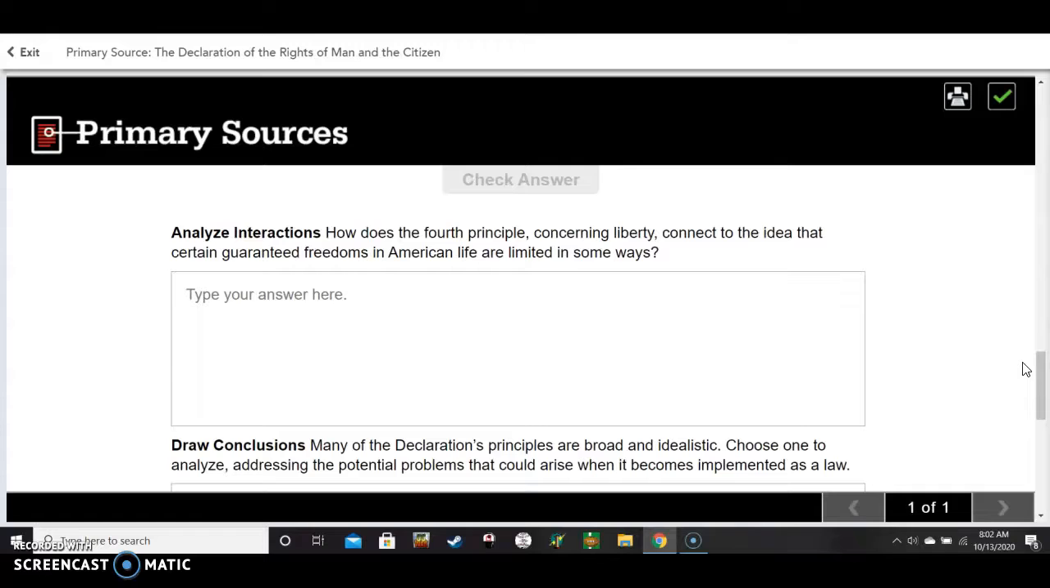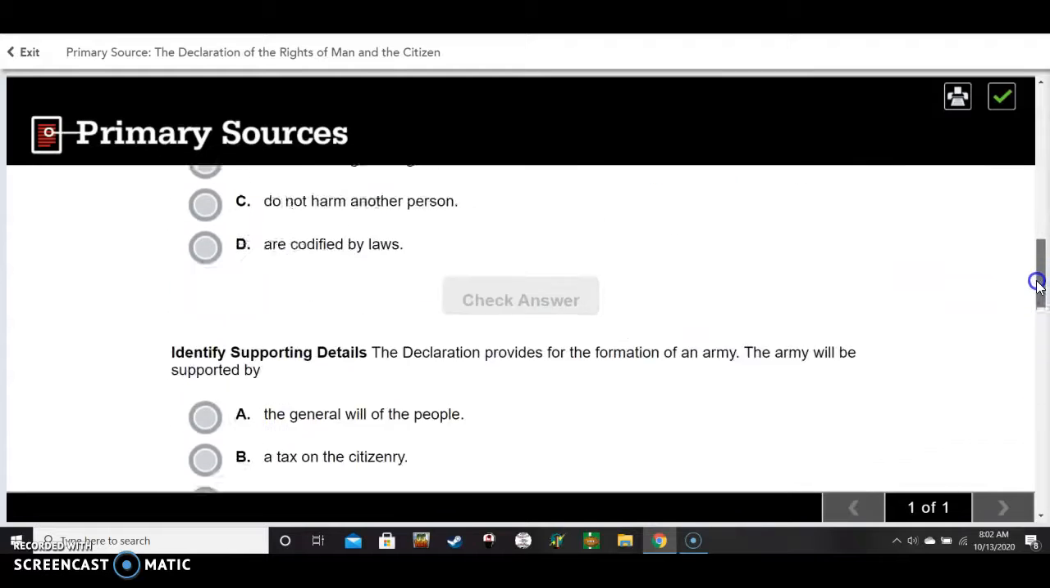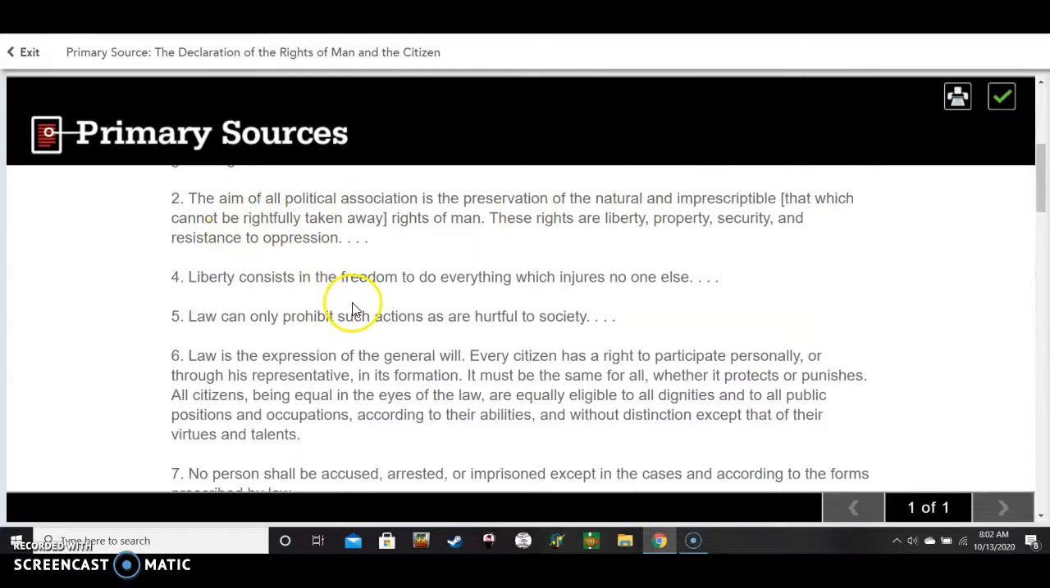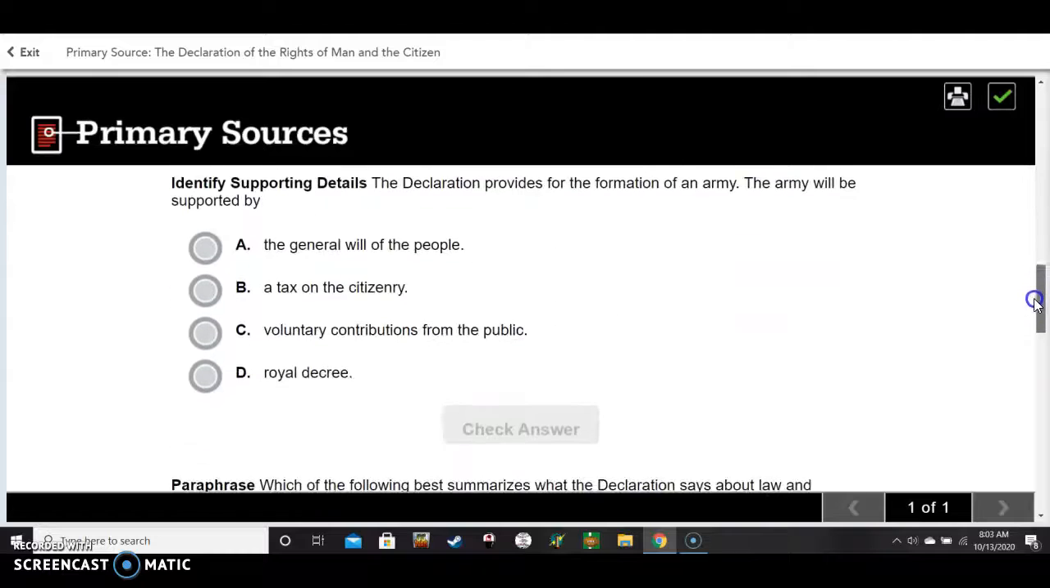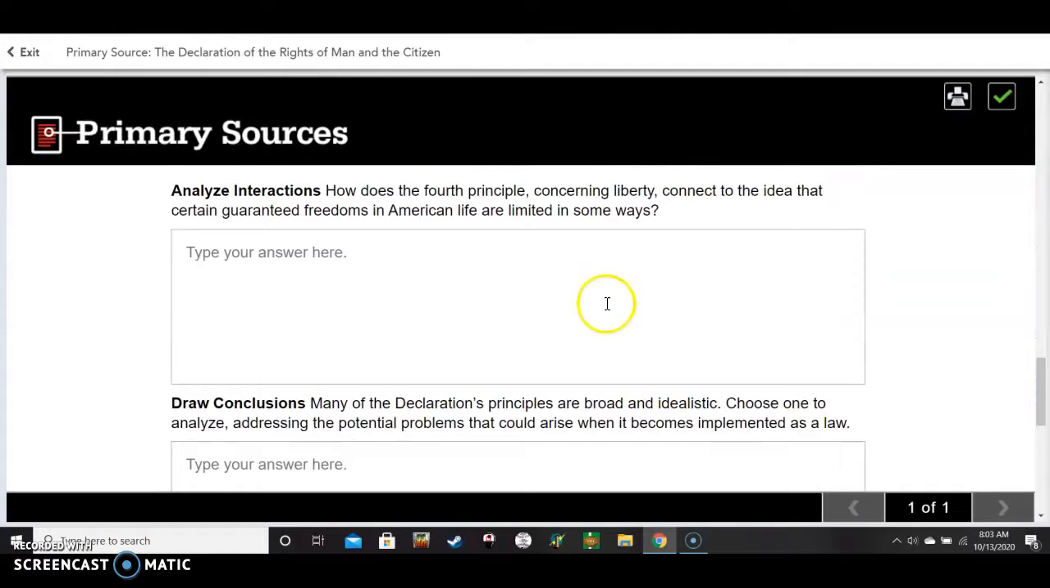So the first question, how does the 4th principle concerning liberty connect to the idea that certain liberties are guaranteed in American life, but that they're limited in some way? So you want to look at the 4th. Liberty consists in the freedom to do everything which injures no one else. So the document is not saying you have absolute liberty, and we've talked about this concept already. Remember, the 3 principles of Locke is that natural rights are life, liberty, and property. So liberty, you need to make sure that you maybe respect 2 other domains, life and property. You can't just hurt people. You can't just take things. So you would want to answer that question here in a sentence.